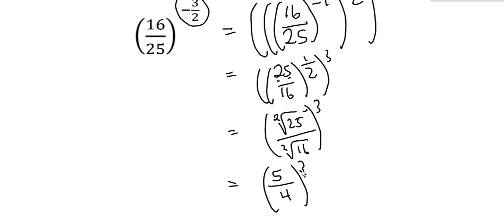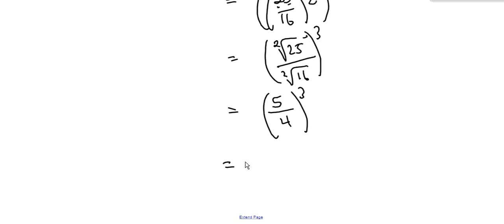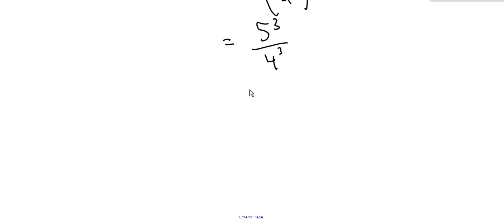And then finally, I just have to do this exponent 3 on the 5 and the 4. So it's 5 to the exponent 3 over 4 to the exponent 3. And in my calculator, I get 125 over 64. And that's my answer.